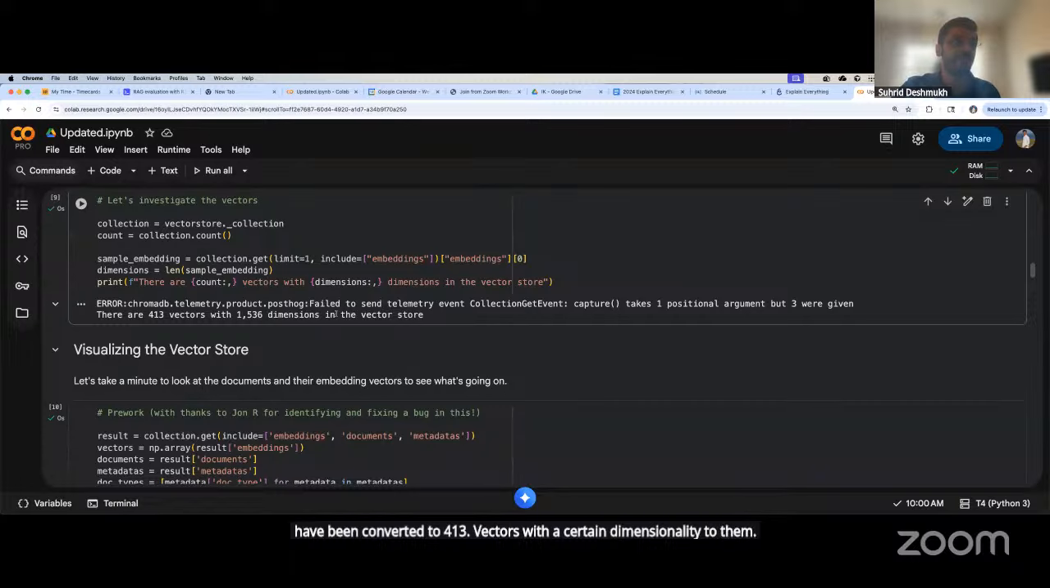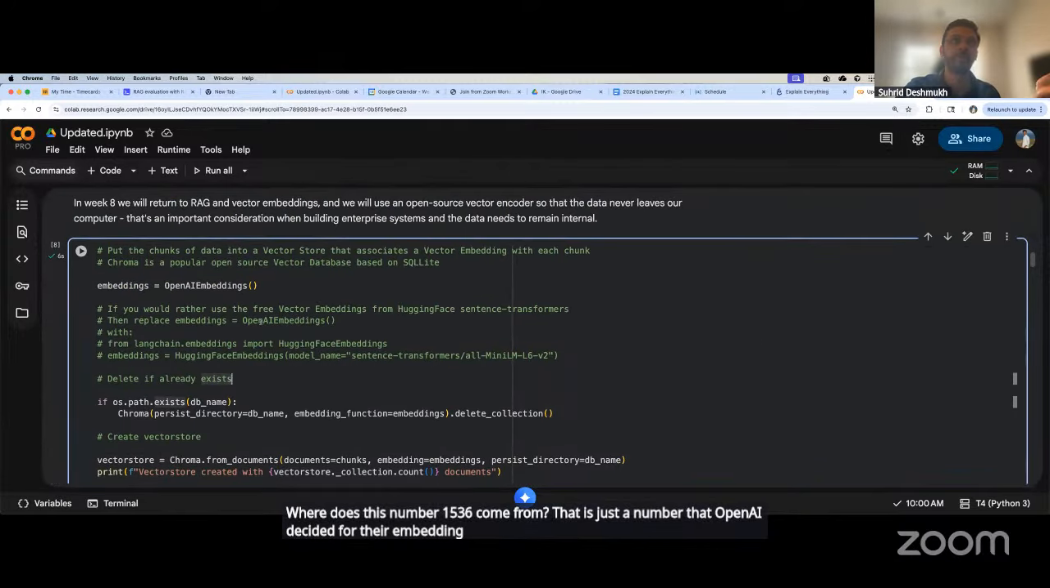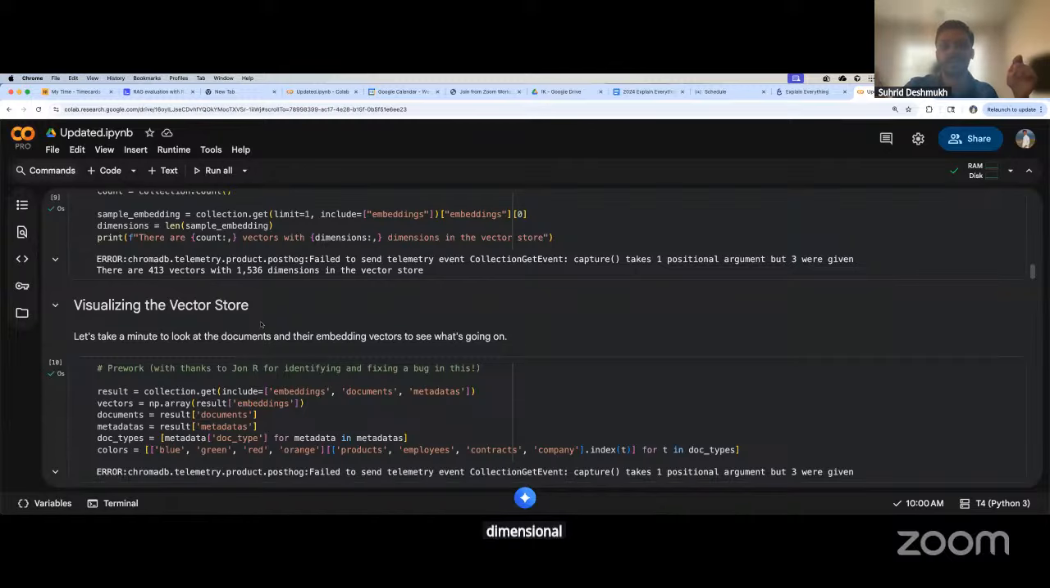Where does this number 1536 come from? That is just a number that OpenAI decided for their embedding model. Different embedding models will have different dimensional sizes, and there are advantages and disadvantages to that.